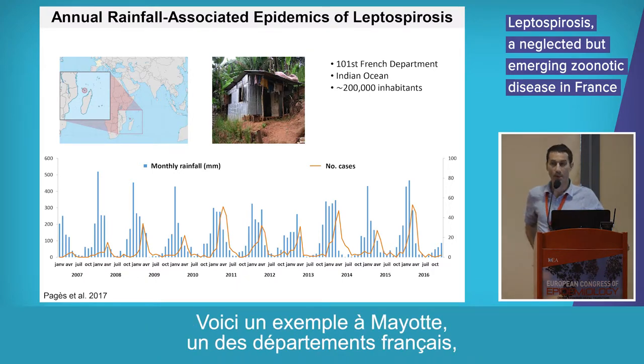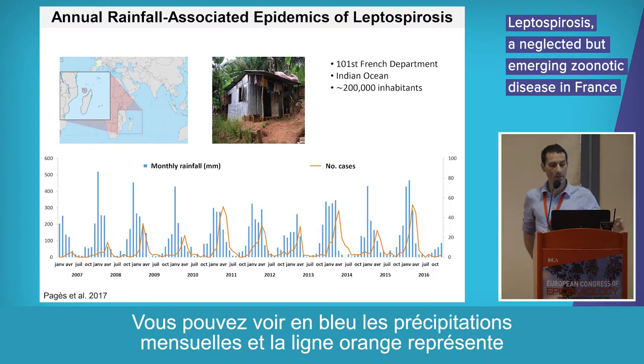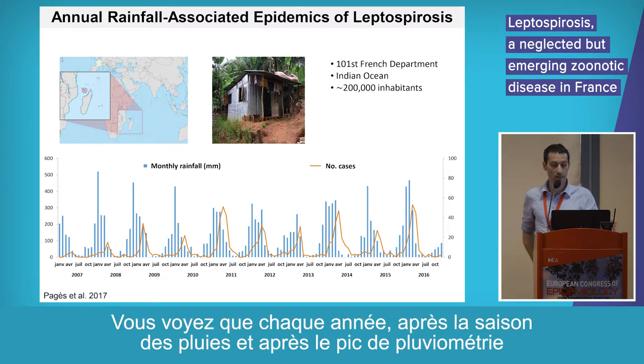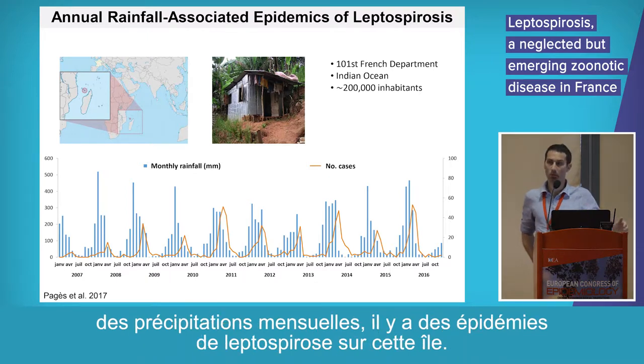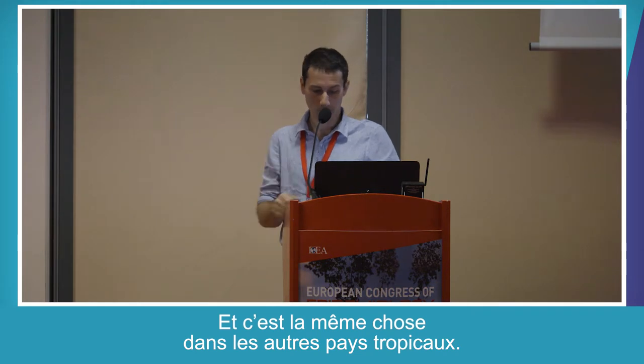Here is an example in Mayotte, which is one of the French departments, a very small island in the Indian Ocean between Madagascar and the African continent. You can see here in blue the monthly rainfall, and in orange, the number of cases of leptospirosis every year. You can see that each year after the rainy season, after the peak of monthly rainfall, you have outbreaks of leptospirosis on this island. And you have the same picture in other tropical countries.